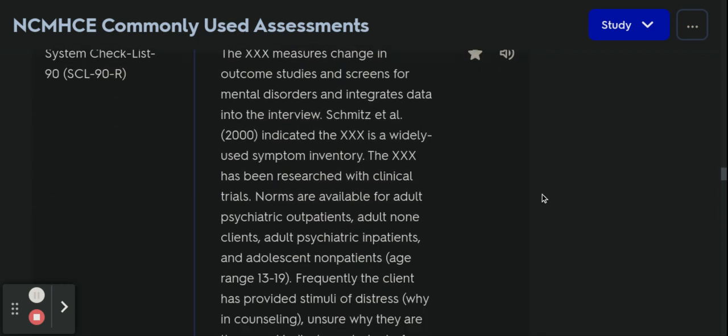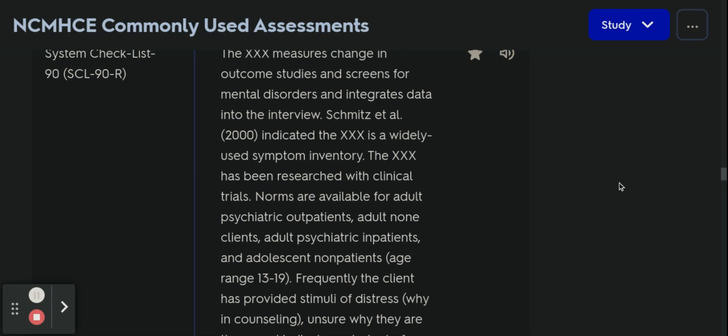Symptom Checklist 90-R, SCL-90-R. The SCL-90-R measures change in outcome studies and screens for mental disorders and integrates data into the interview. It is a widely used symptom inventory that has been researched with clinical trials. Norms are available for adult psychiatric outpatients, adult non-clients, adult psychiatric inpatients, and adolescent non-patients.